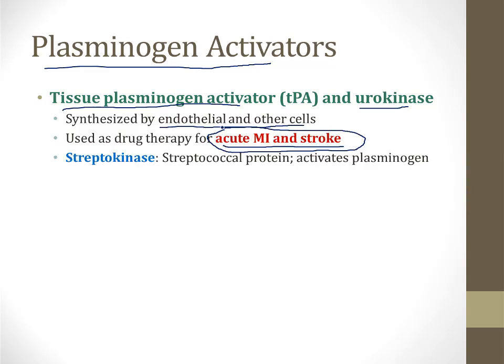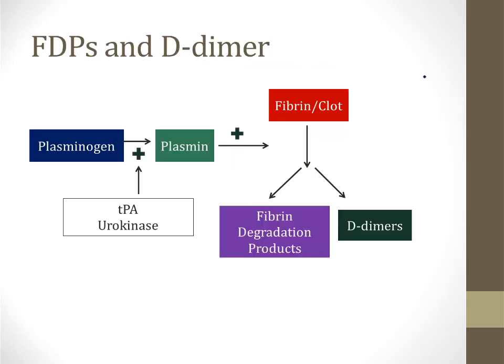There is also a plasminogen activator called streptokinase, which gets its name because it's a streptococcal protein. It also activates plasminogen, and it also can be used in acute MI and stroke. So now let's imagine that a large clot forms in the body, for example, a pulmonary embolism lodged in one of the branches of the pulmonary artery. What will happen is that healthy endothelial cells will release TPA and urokinase, and this will activate plasmin, and plasmin will begin to break down that clot.